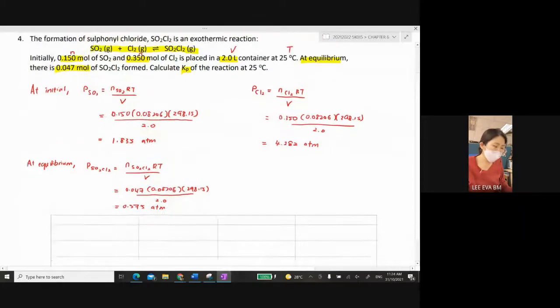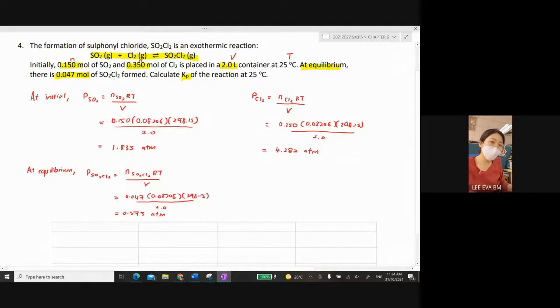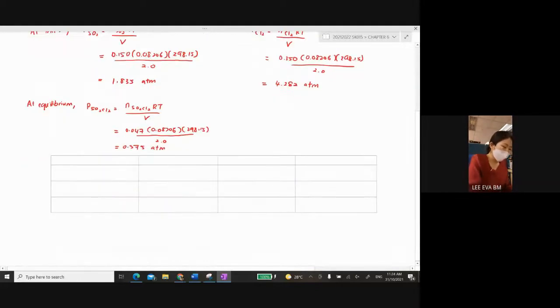Okay, once we have found, then you know that in order to calculate for the Kp, we need the equilibrium partial pressure. Therefore, you need to use ICE table. So we have our SO2, we have our Cl2 in equilibrium with the product SO2Cl2 gas. ICE table always have the equation on top. And then we are using the initial pressure in atm, change in pressure, equilibrium pressure.